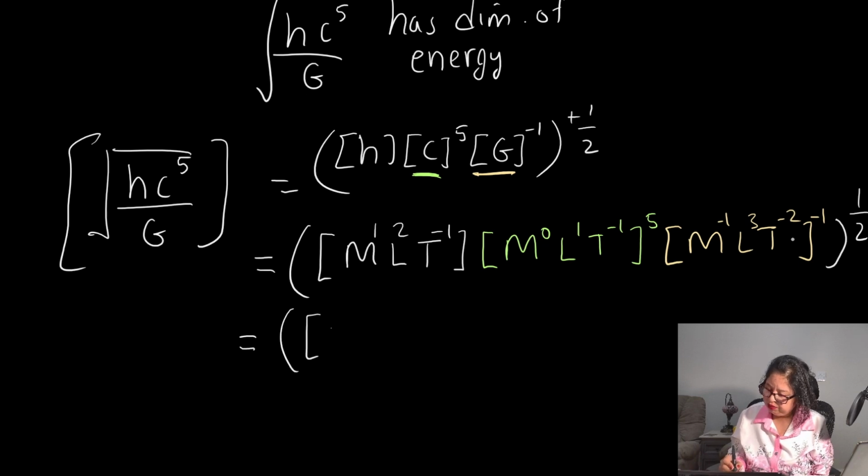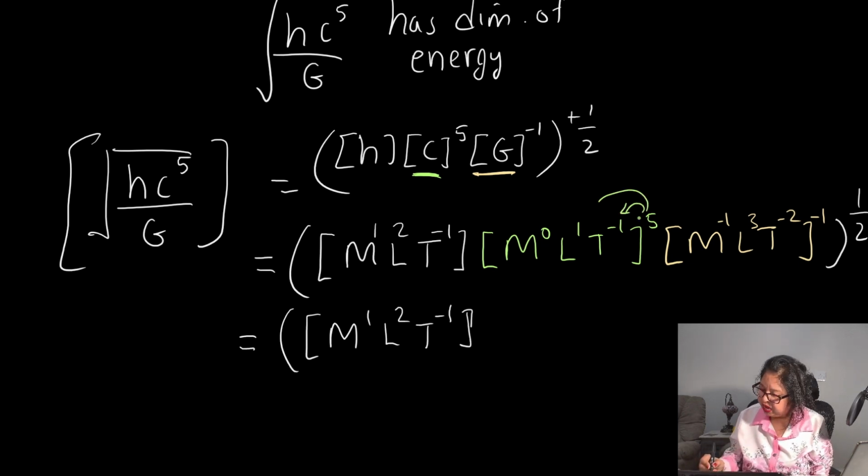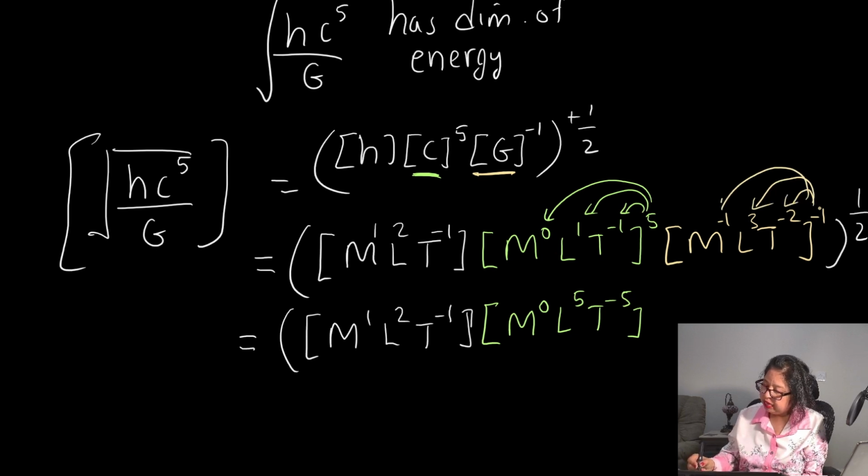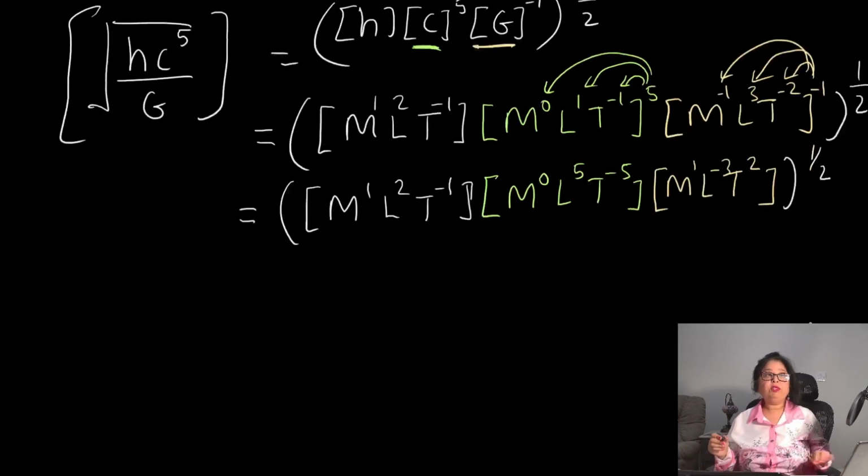Okay, the first dimensional formula remains as is. In the second one now, this 5 comes inside the parentheses and multiplies each of the powers. Gives me M0 L5 T minus 5. Similarly, in the last dimensional formula, minus 1 comes inside and multiplies each of the powers, giving you M to the power 1, L to the power minus 3, T to the power plus 2. And all of this is raised to the power 1/2.